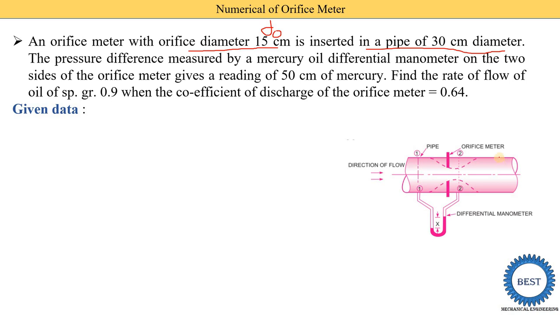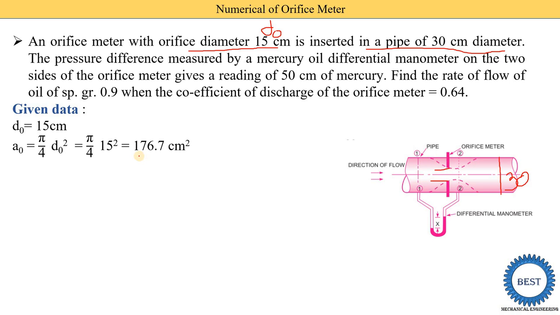The diameter of the pipe is 30 centimeter, and the diameter of the orifice is 15 centimeters. So DO is 15 centimeters. From the diameter we find the area. So area of any circular plate or circular section is pi by 4 d square. So here we put the value of d 15, then we get this answer.